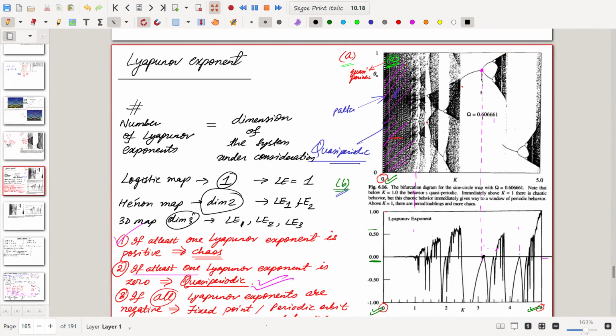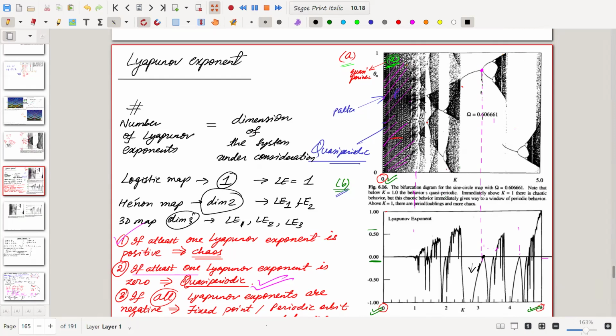So whenever a bifurcation is happening, the Lyapunov exponent is touching 0. And since it's a periodic orbit, the Lyapunov exponent is less than 0, below this axis. Otherwise, the Lyapunov exponent is positive, right?